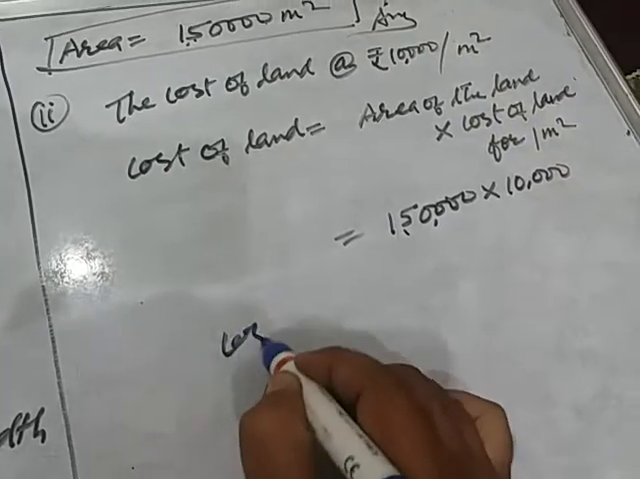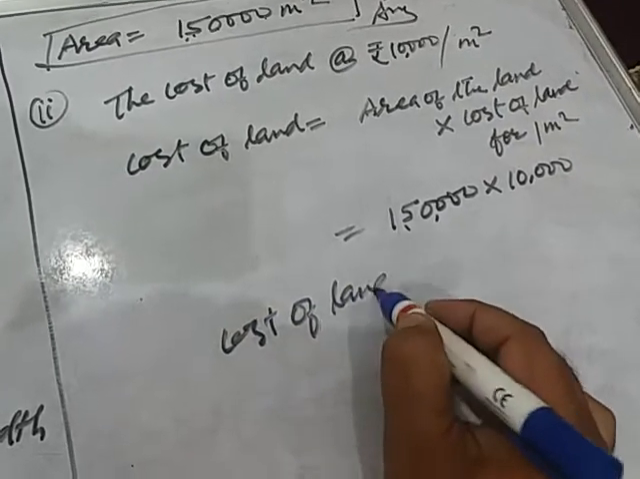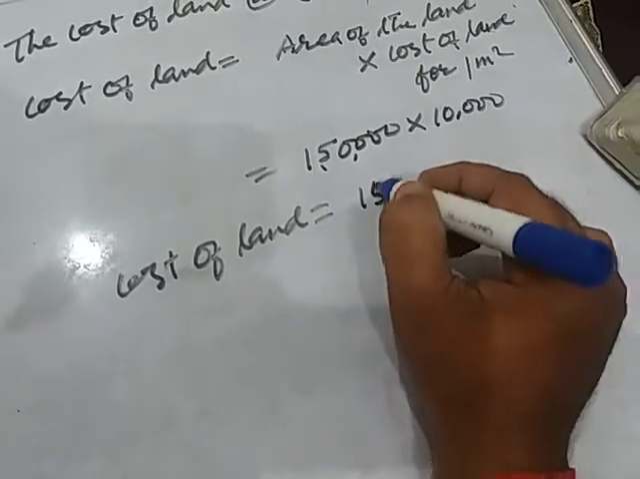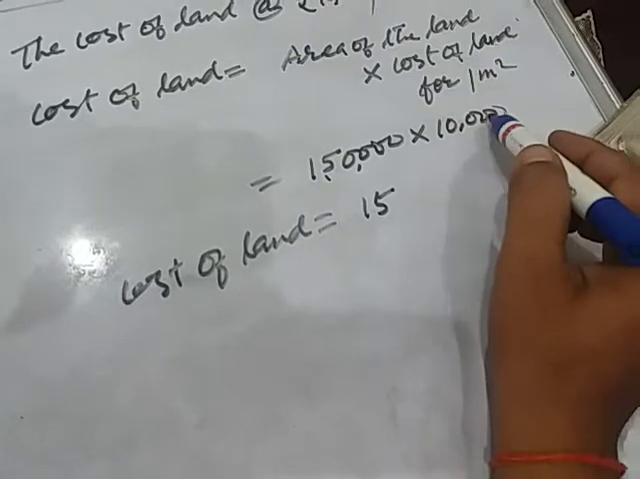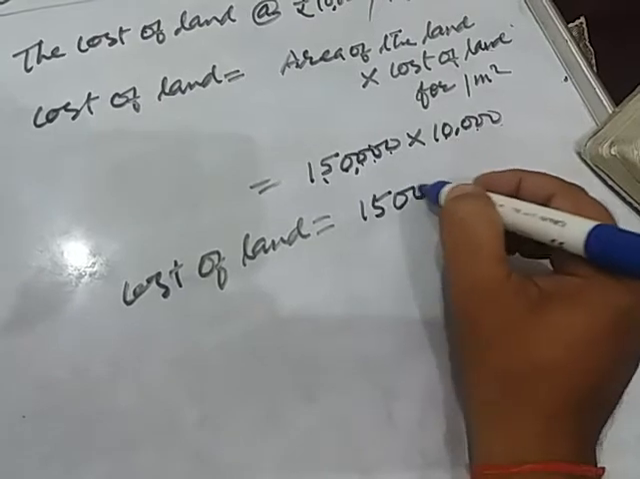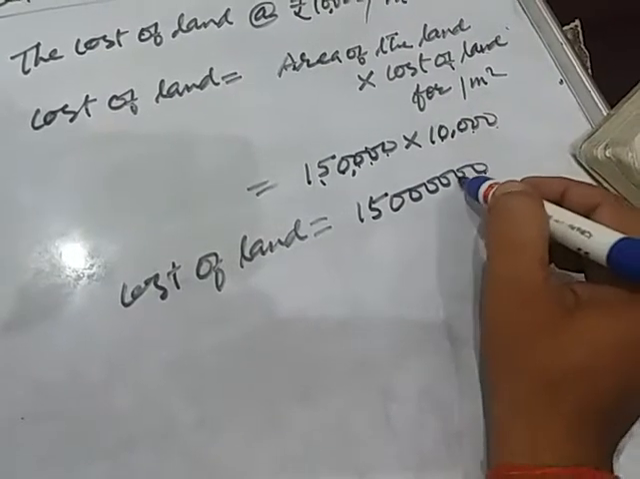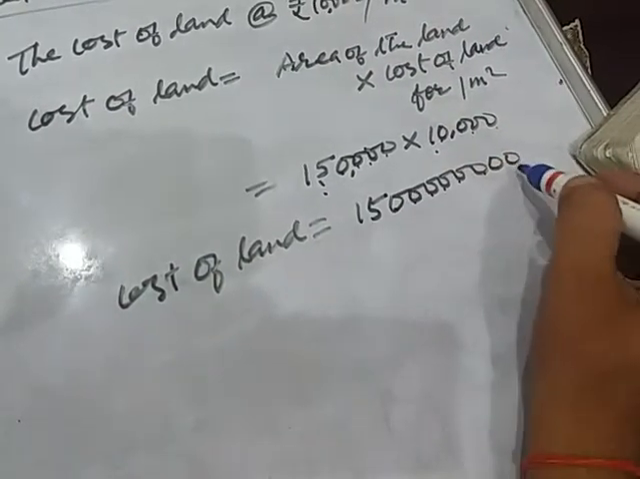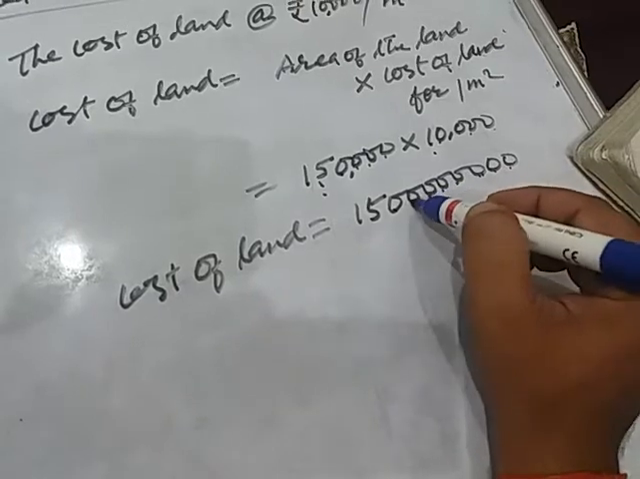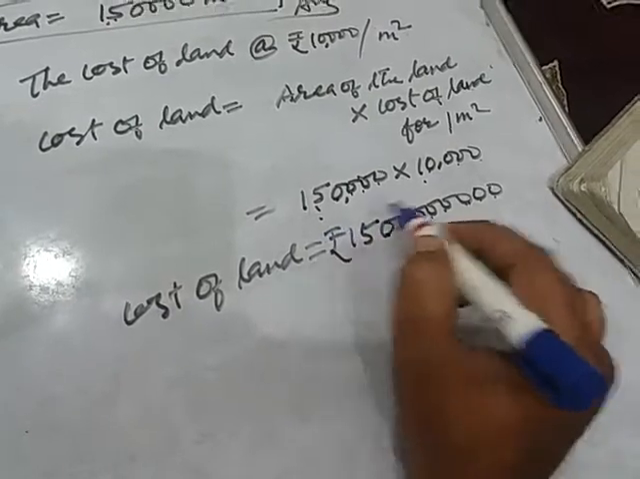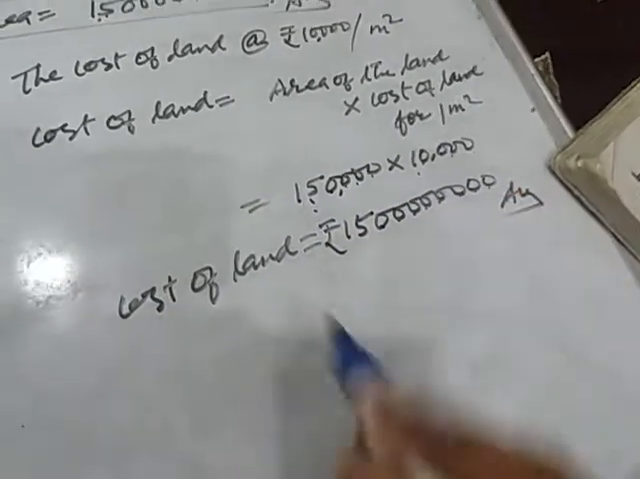Now the cost of land equal to how much? Write down 15, 1 5s are 15, and then how many zeros? 4 and 4 are 8, so 8 zeros are there. Okay children, this is rupees. This is the cost.